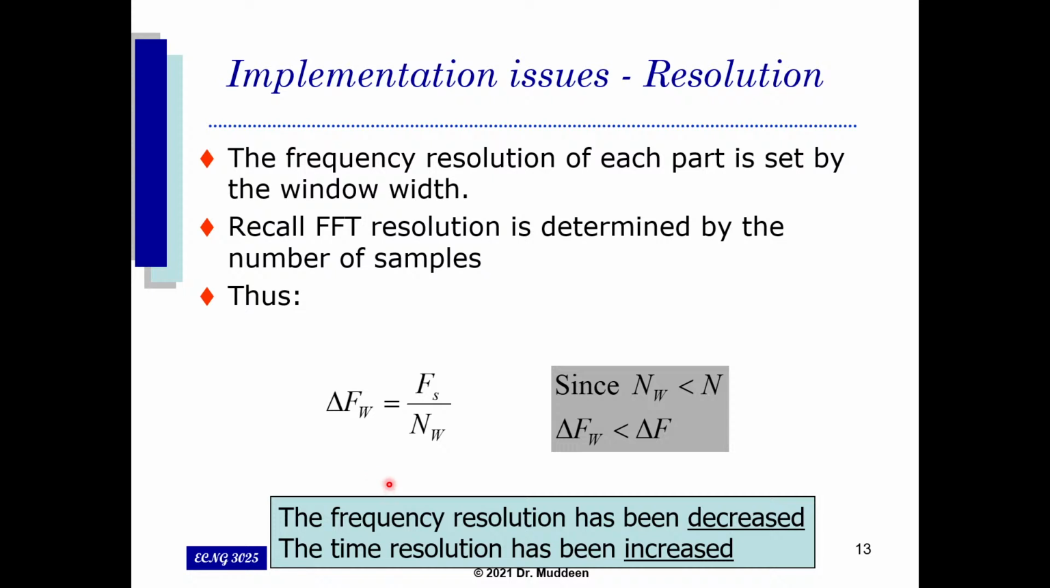As a result, since the window's width here is going to be less than the entire width of the signal, that means the frequency resolution for the STFT here is going to be less than the frequency resolution of the entire signal. So what that means is that the frequency resolution for doing the STFT is decreased, and as a converse, because frequency is equal to 1 on time, the time resolution increases as a result.